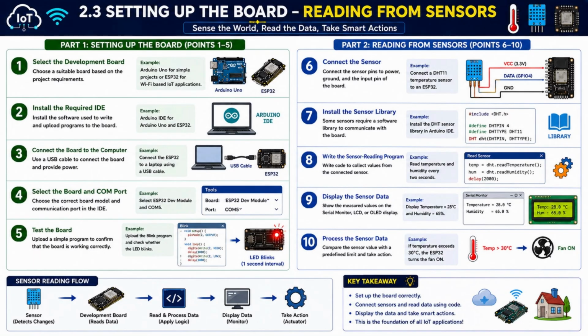For that we have to select the development board. The development board is nothing but an electronic board which consists of processors or controllers and also IoT devices and sensors. All these things are connected on the board, called a development board or electronic board. Choose a suitable board based on the project requirements. For example, we can select Arduino Uno for simple projects, or we can select ESP32 for Wi-Fi based IoT applications.